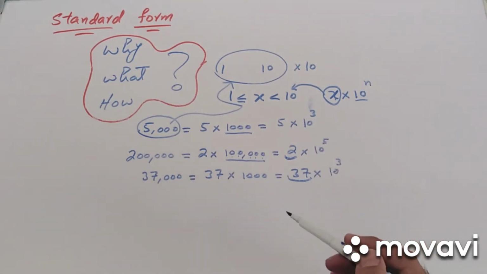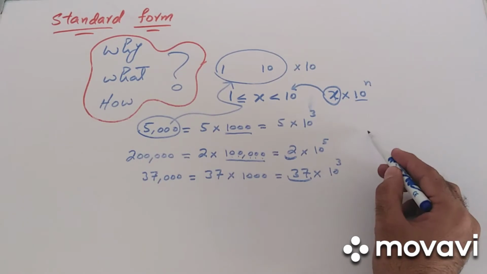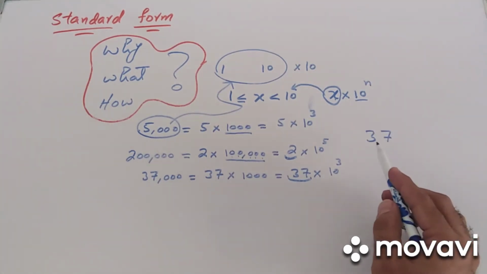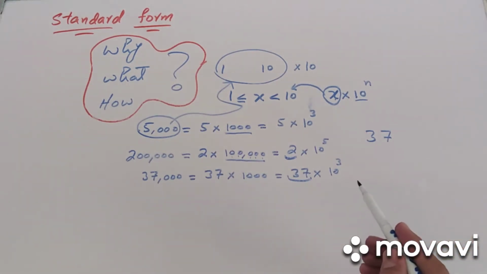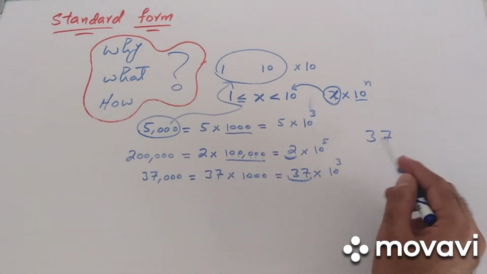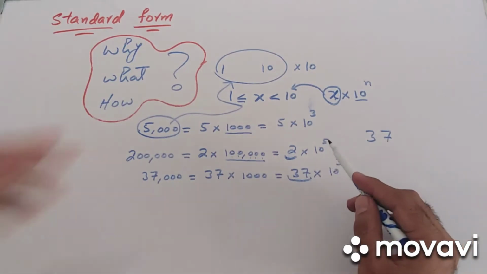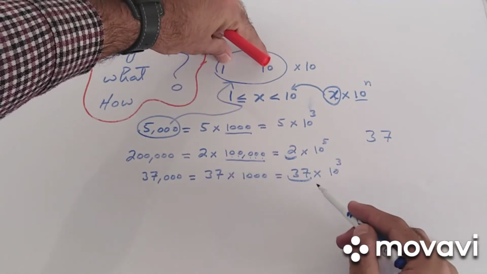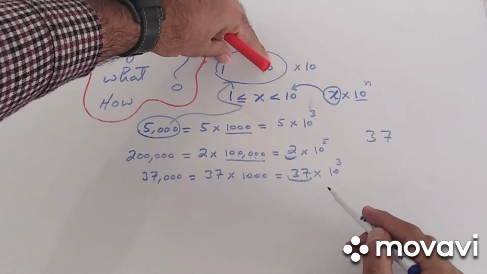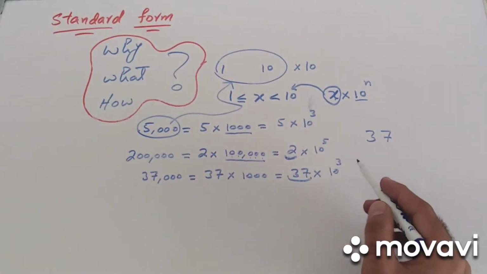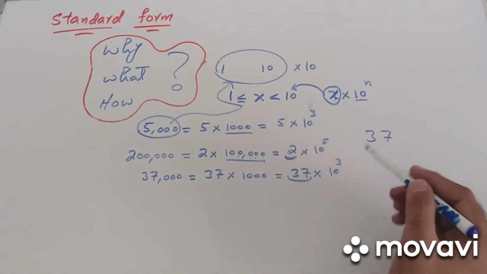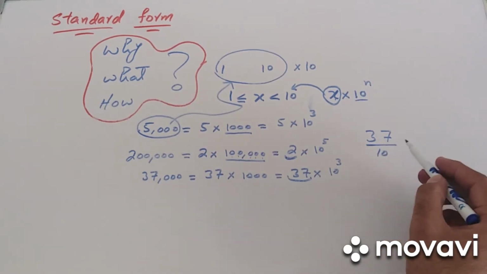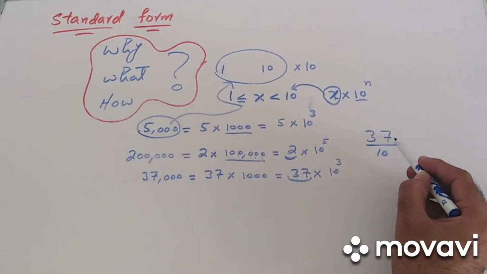So how can you make it smaller? The number is 37. You just have to use the operations of multiplication and division only to make it less than 10, or even less than 1, if it doesn't come in this range. If you want to make it more, then you have to multiply. So 37, you have to make it smaller, so you can divide this by 10, and if you divide this by 10 you can clearly see this will be 3.7, right, because the decimal will just move.